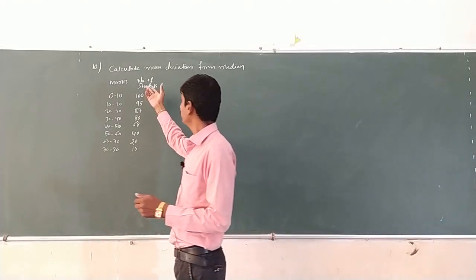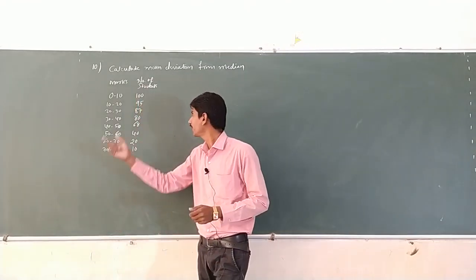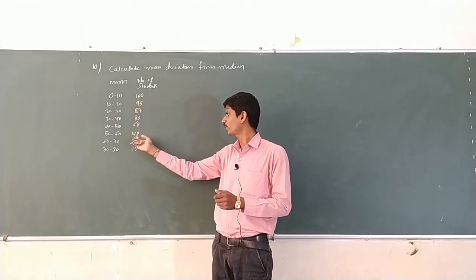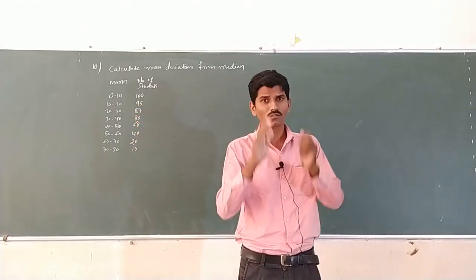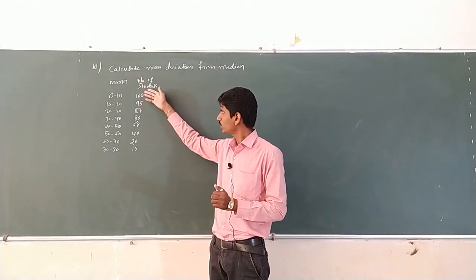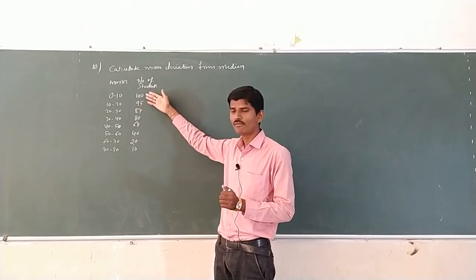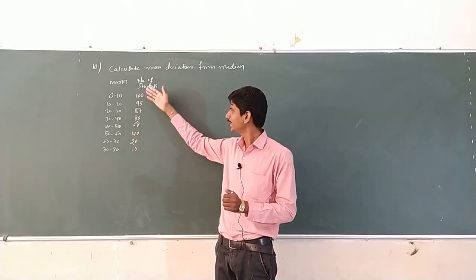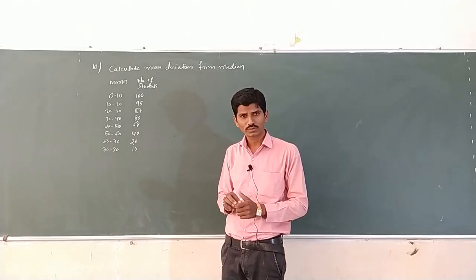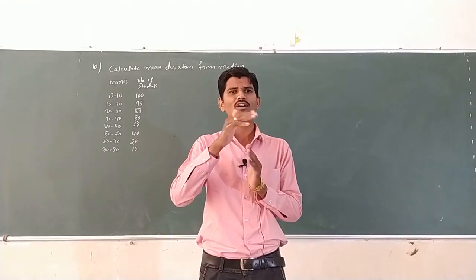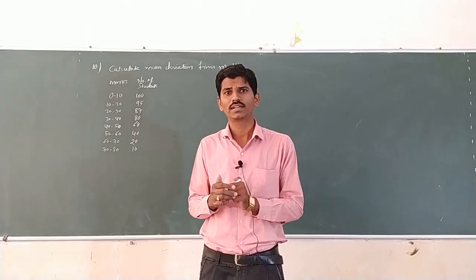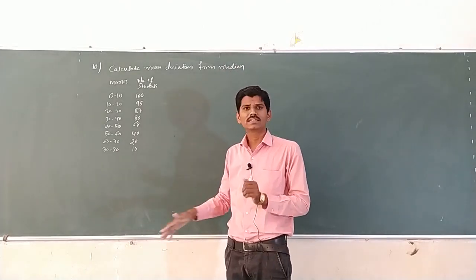They are given the number of students. For 0 to 10 the number of students is 100, then 95, 87, 80, 68, 40, 20 and 10. These are not frequencies, because all the values are in decreasing order. Frequencies can go up and down, but here the values are in a fixed order, so these are the MCF values, more than cumulative frequencies.